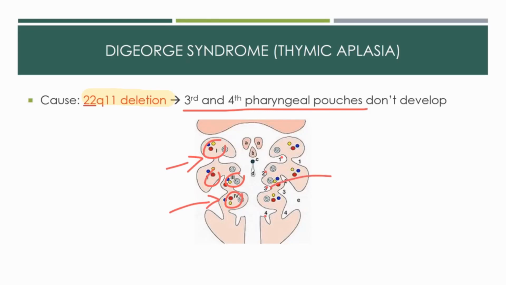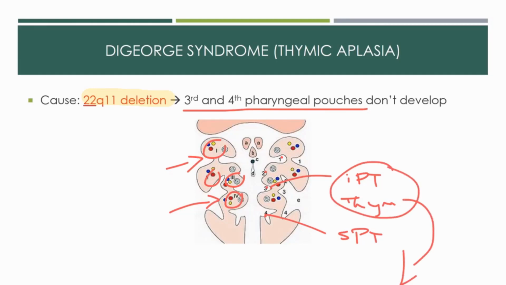The third pouch contains the inferior parathyroid glands and the thymus. The fourth pouch contains the superior parathyroids and the ultimobranchial body, which forms the parafollicular C cells of the thyroid, which end up making calcitonin. The thymus ends up down in the chest, and it ends up pulling the inferior parathyroids down with it, which is how they end up lower than the superior ones.